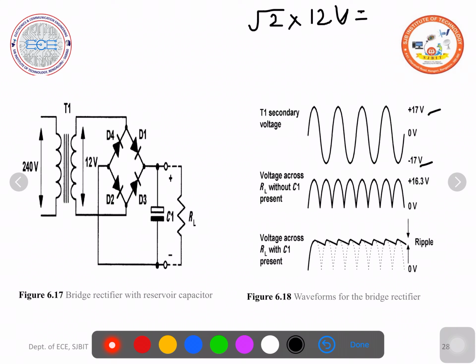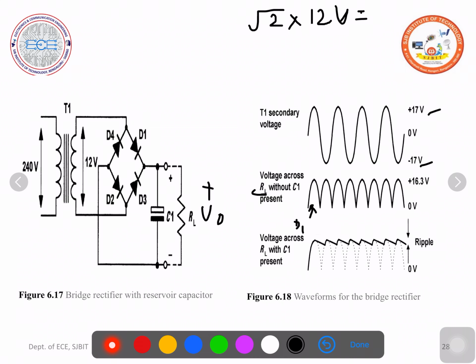Then the voltage across RL without the capacitor. Till now we have not discussed capacitor, so forget about the capacitor. The voltage across just RL. The waveform here is like this. So initially this is due to D1, D2, this is due to D3, D4, it repeats.